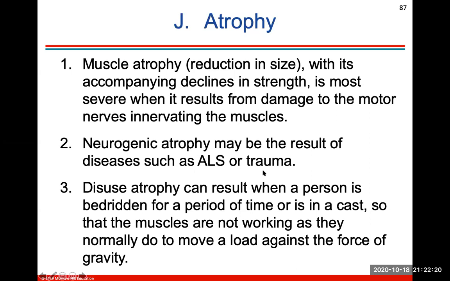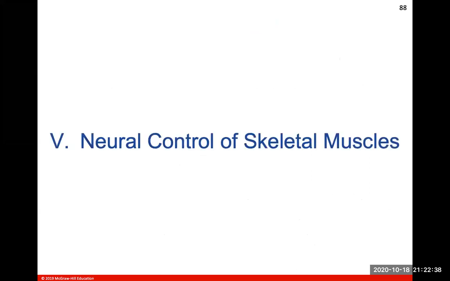Disuse atrophy can result when a person is bedridden or in a cast, so the muscles will not be working as they normally do to move a load against the force of gravity. You'll notice if you break your leg or your arm, the one that was in the cast will be atrophied. It will have a smaller size.